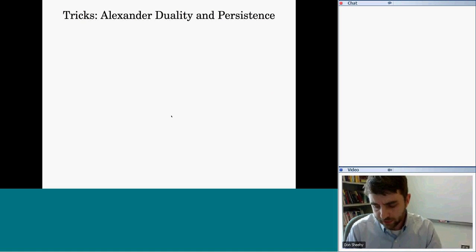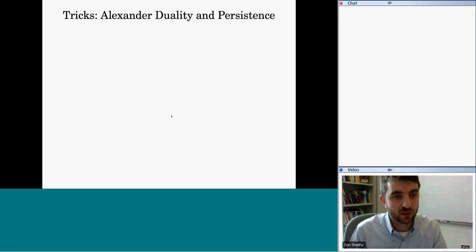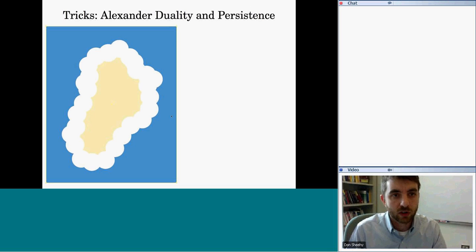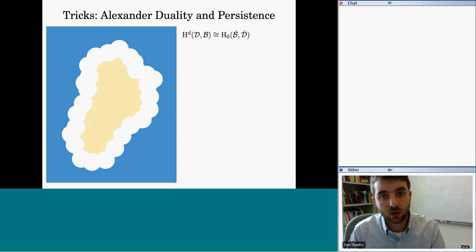The tricks that we're going to use are not new. These are in fact exactly the tricks that are in the De Silva and Ghrist paper. First is to use Alexander duality. If I have this union of balls, I can look at D-dimensional cohomology, which is going to be isomorphic to the zero-dimensional homology of these complement spaces. When I write a bar over a set, I mean its complement in the D-sphere.